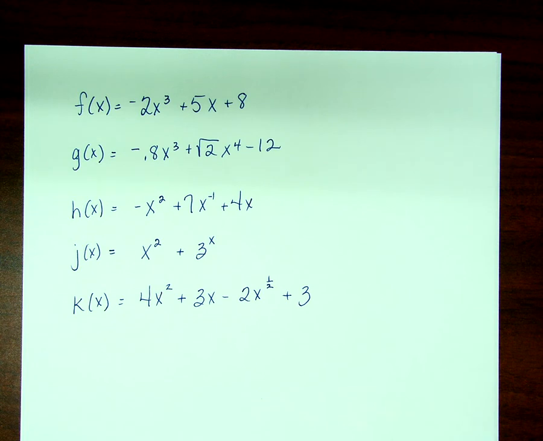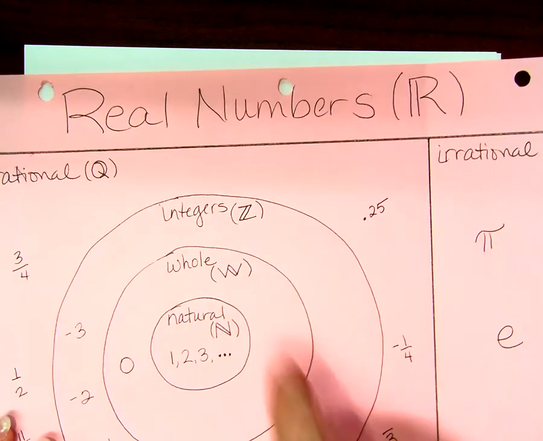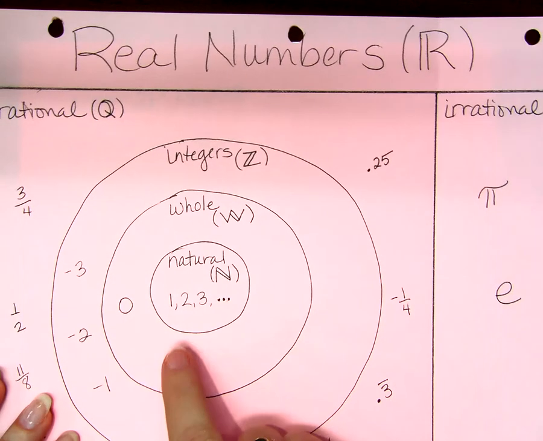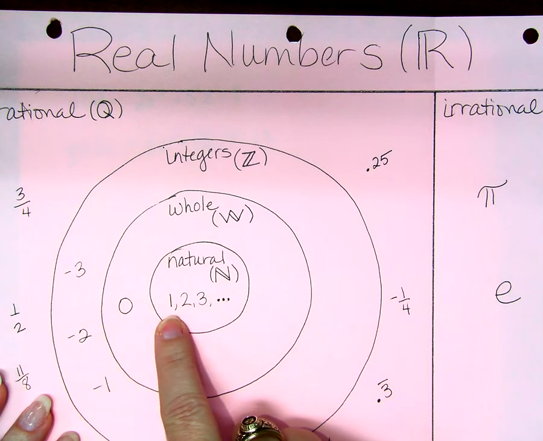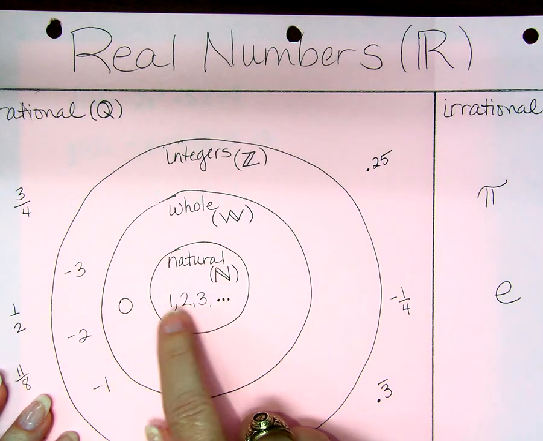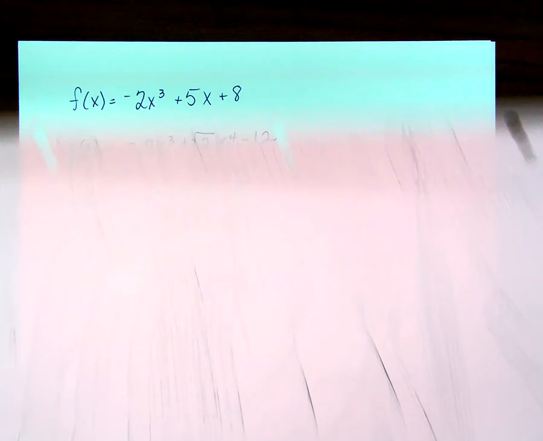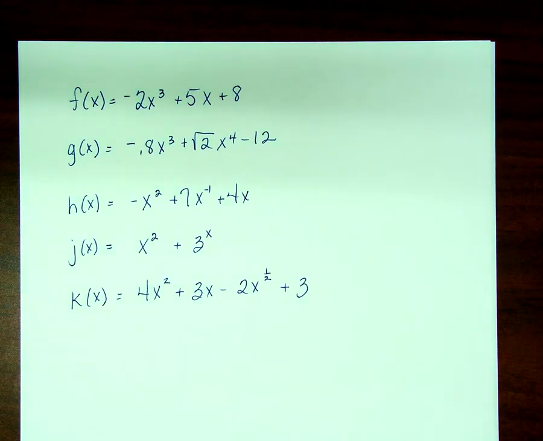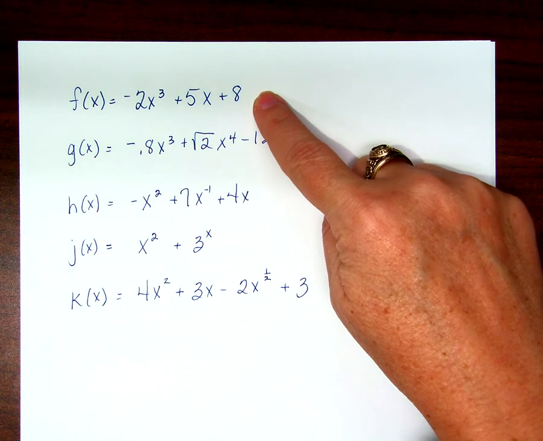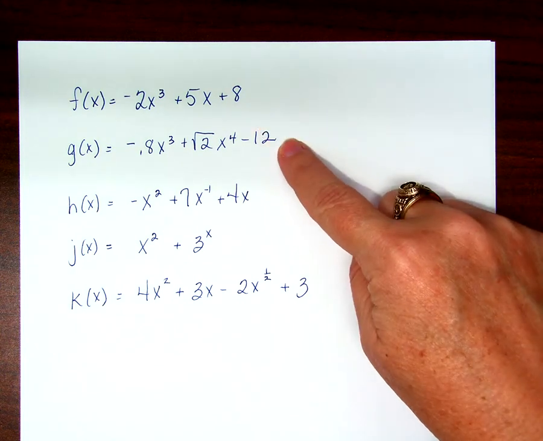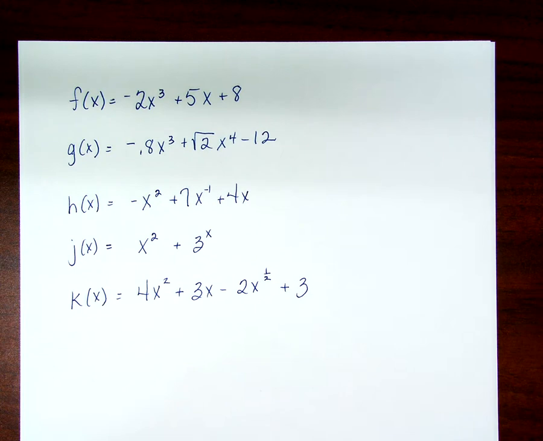Okay, what about h of x? Ooh, it has a negative 1. But isn't 1 a whole number? 1 is a whole number. What makes something a whole number? If it's 0 or above. But like a counting number, right? Negatives are integers. Negatives are not whole numbers. Very good. So f we decided was yes. G we decided was yes. H we decided was no.